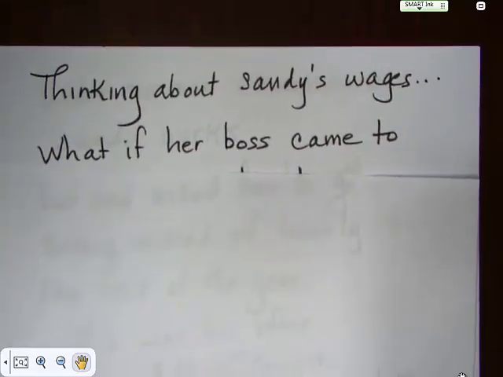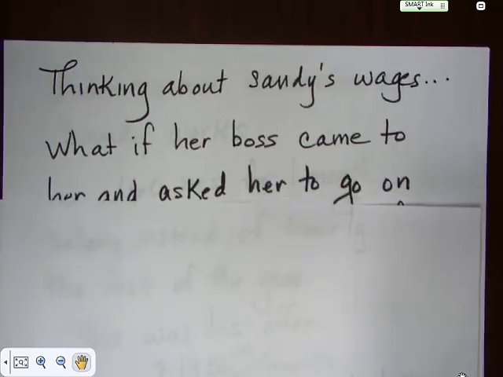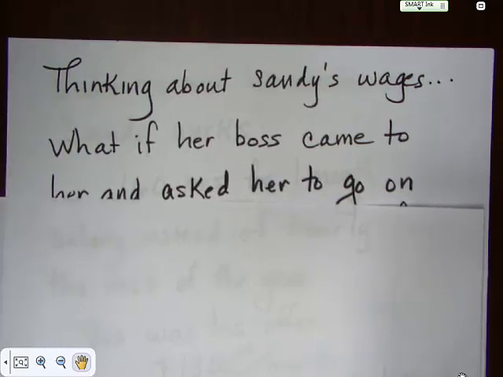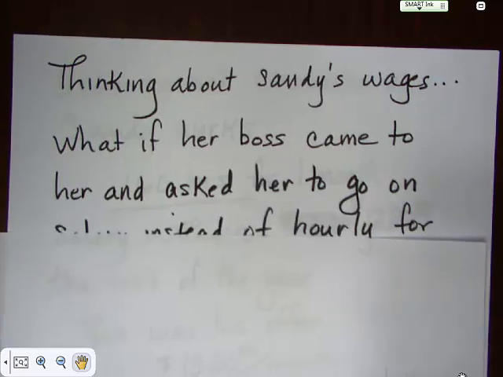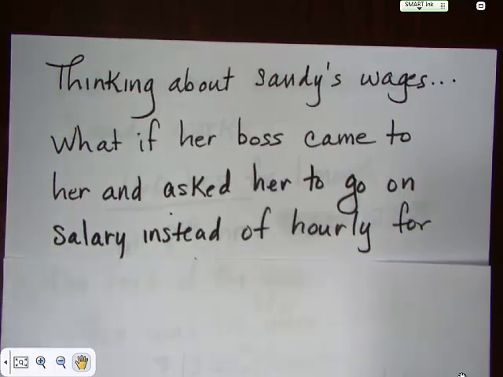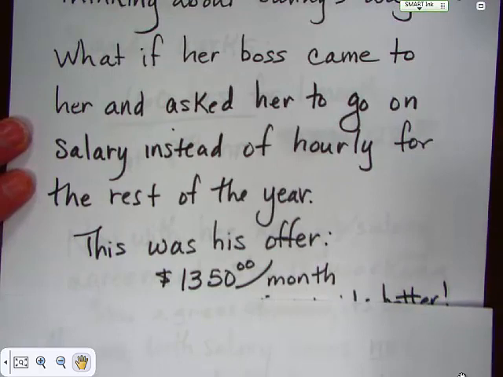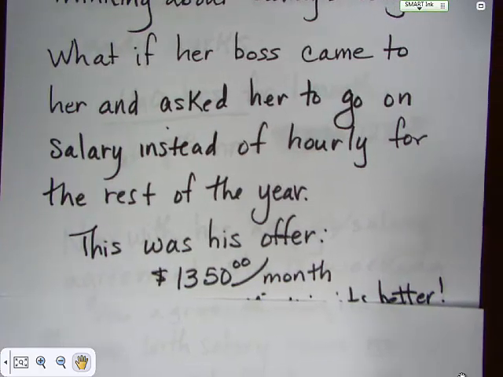Okay, and I really wanted to talk about this because I don't think we talk about it enough. Thinking about Sandy's wages, we know that if she works a normal 40-hour week, she gets $320. What if her boss came to her and said, you know what? You are just such a good employee. I would like to put you on salary instead of hourly. It'll involve doing some managerial things. Yeah, a few more hours, but since you're on salary, we don't pay attention to the hours. And she thinks, well, what's the salary? His salary offer was $1,350 a month.